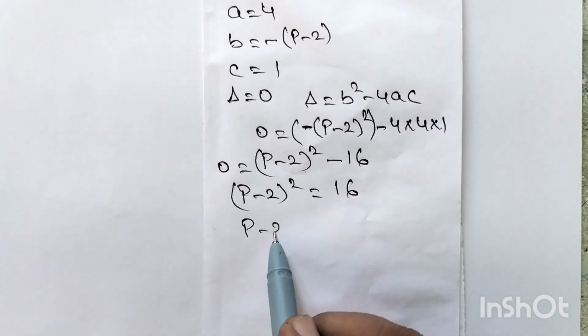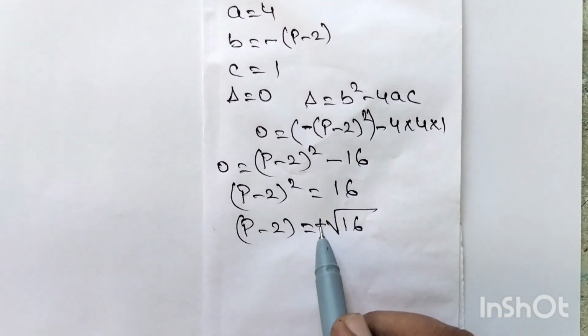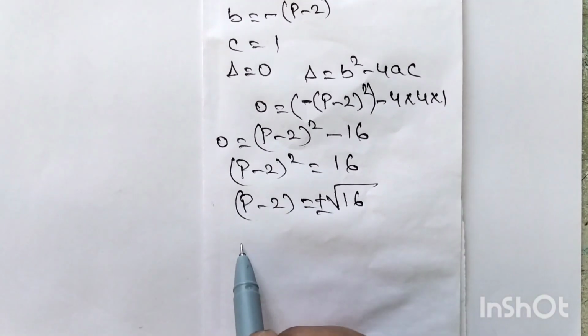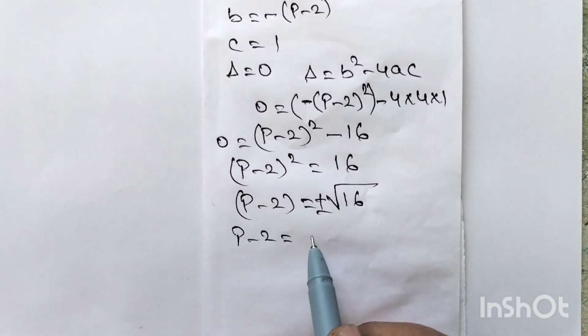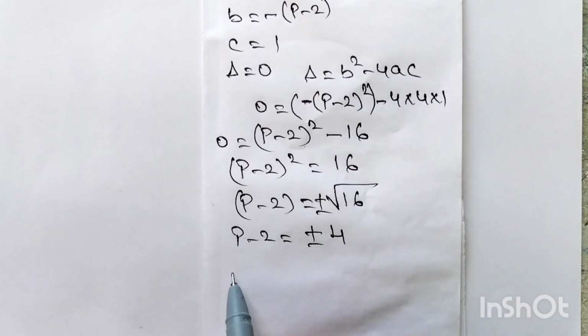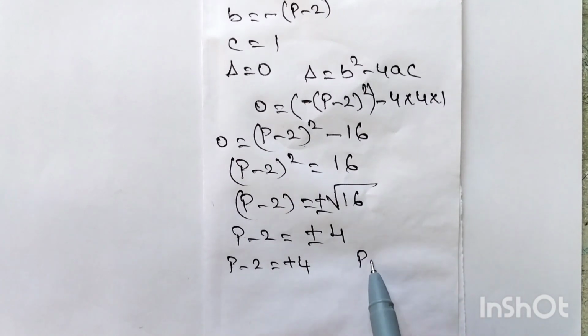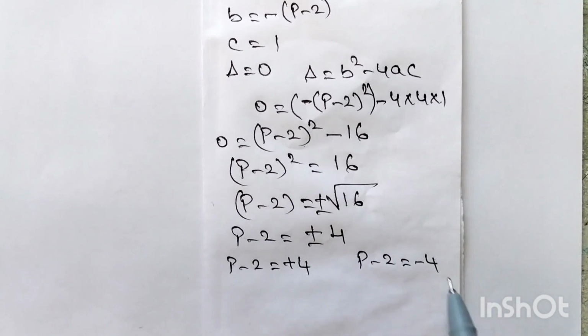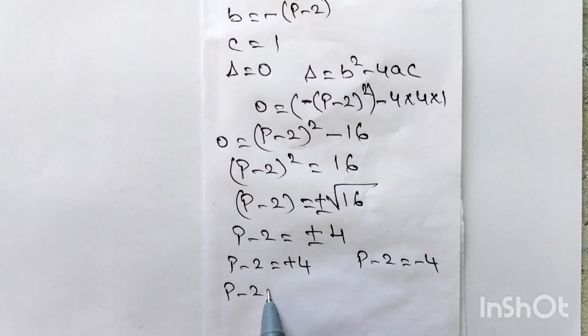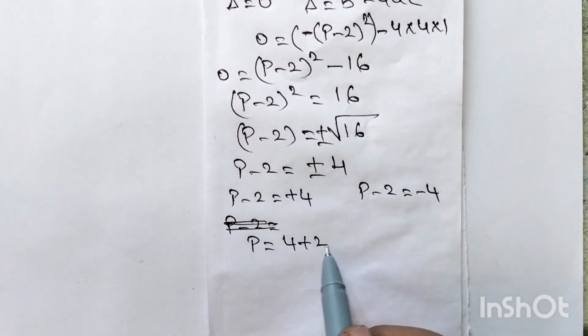So p minus 2 is equal to square root of 16 plus or minus square root of 16. So p minus 2 is equal to plus or minus, what is square root of 16? It is 4. So p minus 2 is equal to plus 4 and p minus 2 is equal to minus 4. So p is equal to 4. If you shift minus 2 that side, it will become plus 2.